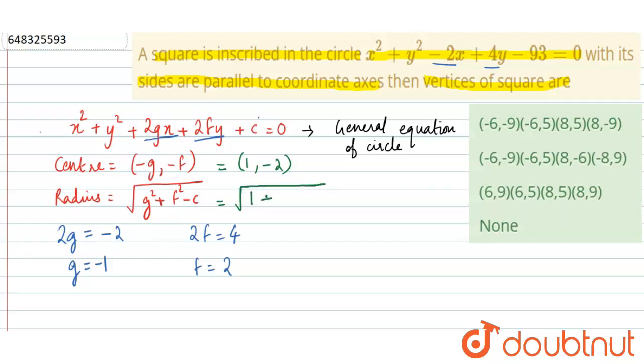So that is 1 plus f square is 4 minus c here is minus 93. So this becomes plus 93. So this becomes equal to root of 98, which can be simplified to 7 root 2. So if radius is equal to 7 root 2, then we know diameter is twice the radius, right? So diameter will become equal to 14 root 2.